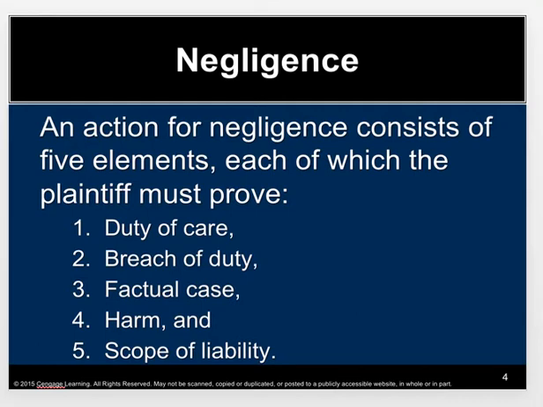And scope of liability. So again, it's interrelated with the factual cause. It has to be within the scope of liability.